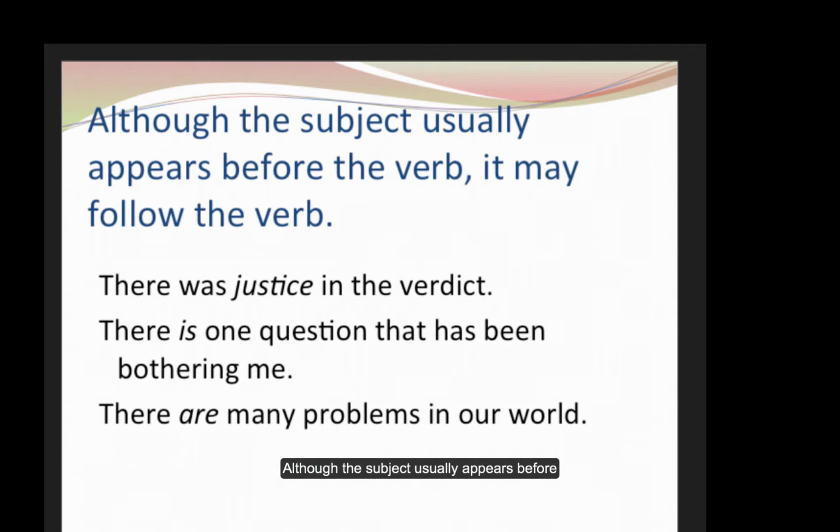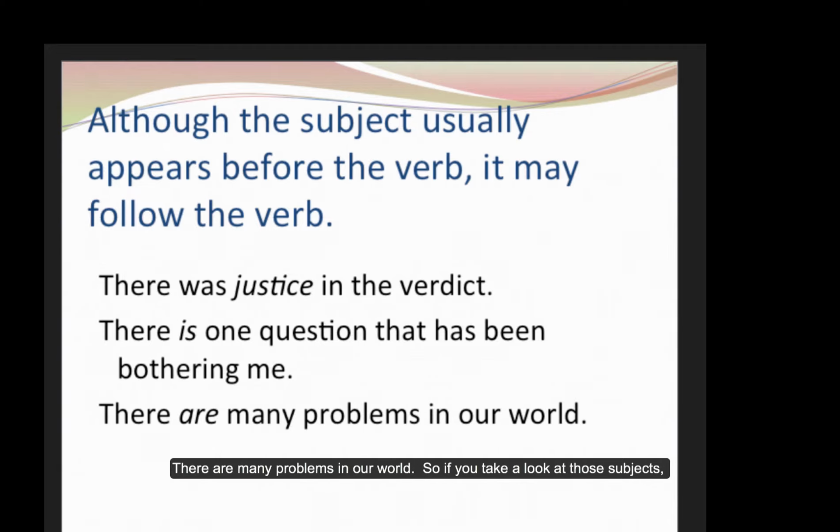Although the subject usually appears before the verb, it may follow the verb, as in the sentences that start with there. There was justice in the verdict. Justice is the subject of this sentence. There is one question that has been bothering me. There are many problems in our world.